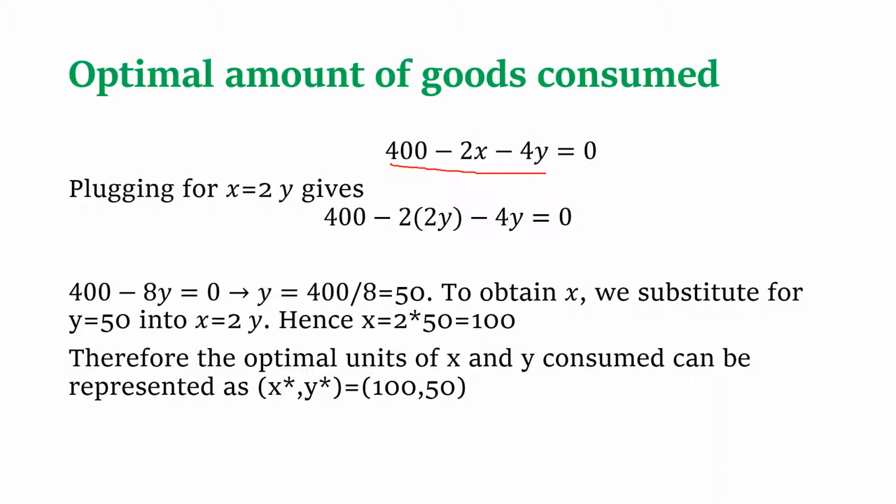So to obtain x, we substitute y equals 50 into x equals 2y. And that gives us x equals 2 times 50, which is 100, right? So therefore, the optimal values of x and y consumed are x equals 100 and y equals 50. So those are the optimal values. Remember, these are referred to as the ordinary demand for each good.